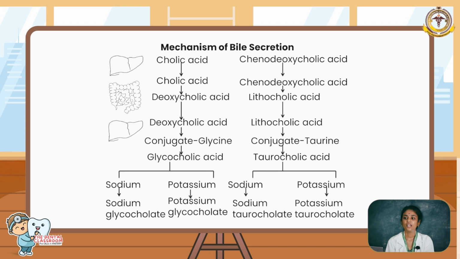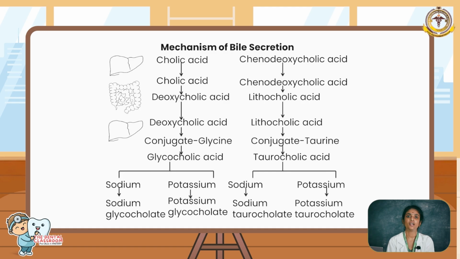In the liver, the cholic acid and chenodeoxycholic acid, which are primary bile acids, enter into the intestine. In the intestine, because of bacterial action, the primary bile acids get converted into the secondary bile acids, deoxycholic acid and lithocholic acid. These are again reabsorbed into the liver. In the liver, first we'll see the deoxycholic acid. It gets conjugated with glycine, and once it is conjugated with glycine, it gives rise to glycocholic acid.